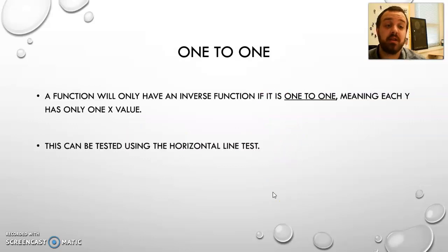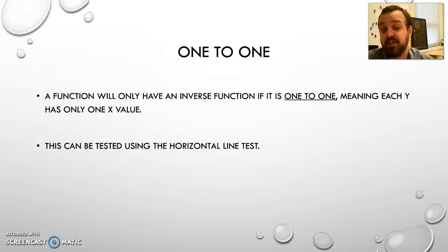Now, graphically, we can figure out if a function has an inverse based off something called it being one-to-one. A function has an inverse function if it is one-to-one, which means that every y value only has one x value. Now, that definition should sound a little bit familiar. It sounds very similar to our definition for functions. For a function, we say every x can only have one y. Now we're saying the opposite. For it to be one-to-one, every y can only have one x.